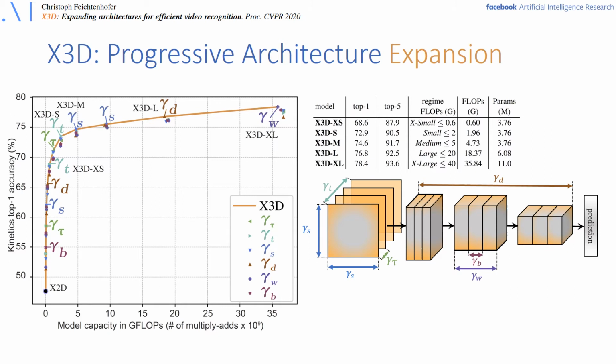The plot shows vertically the classification accuracy and horizontally the model capacity and floating point operations. Only the last step increases the global width of the model, which shows that the channel dimension can be very small for video recognition, which was also key for the fast pathway in SlowFast networks.